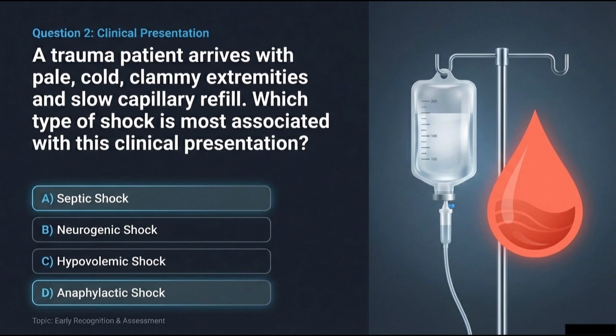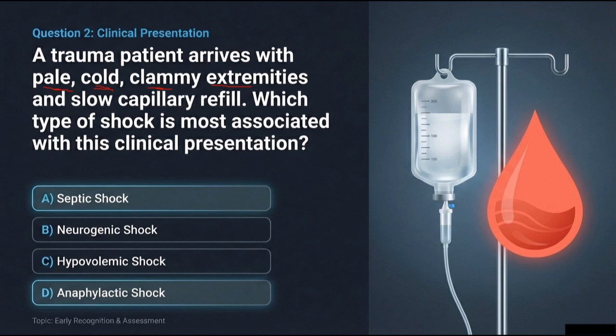NCLEX question: a trauma patient arrives with pale, cold, clammy extremities and slow capillary refill. Which type of shock is most associated with this clinical presentation? So the patient's symptoms are pale, cold, clammy extremities, and the patient came in with trauma. So which type of shock is indicated by this clinical presentation?